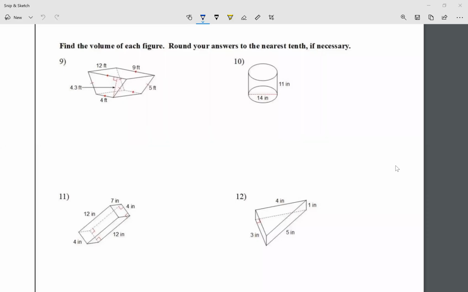Right now we're going to be looking at volume. Find the volume of each figure. Now, for us to understand what volume is, it is the space inside. Imagine a swimming pool. Okay, so imagine the swimming pool.